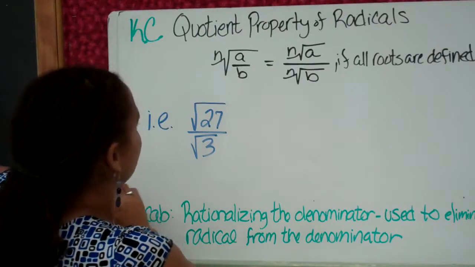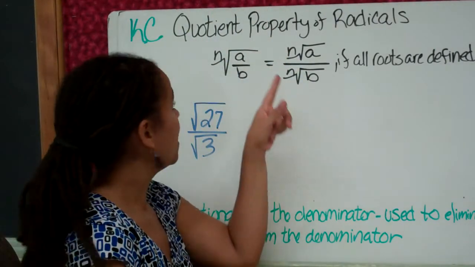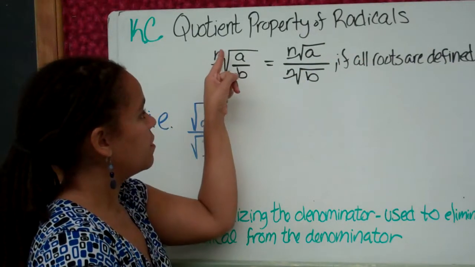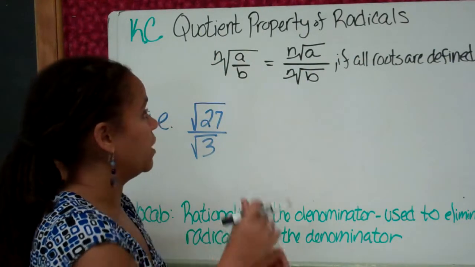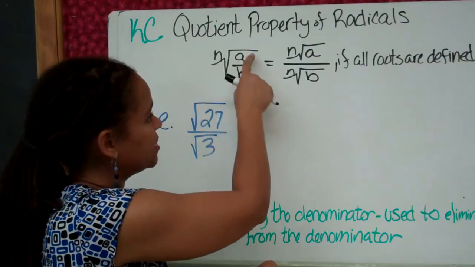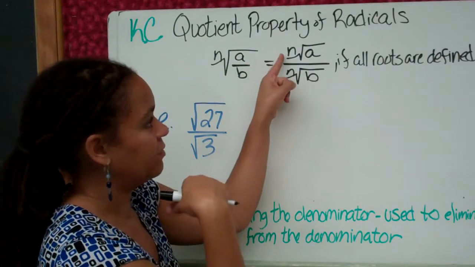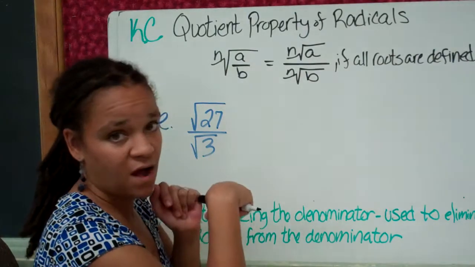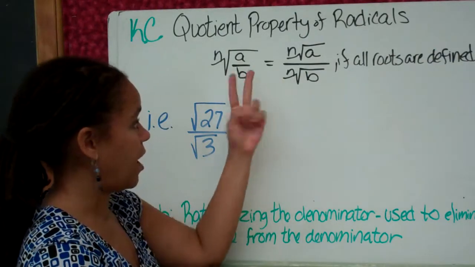Here's a key concept before we move to our next example, and it's the quotient property of radicals. If we have the nth root, whatever the degree, or whatever the n is, of a over b, we can break that down into the nth root of a divided by the nth root of b, if all roots are defined. Let's see what that means. It can go either way.